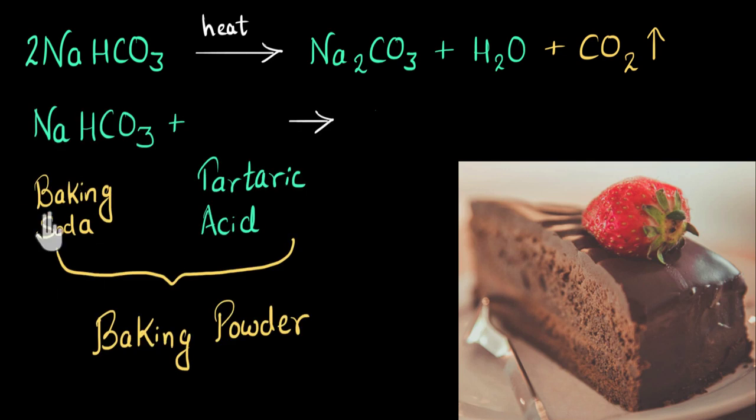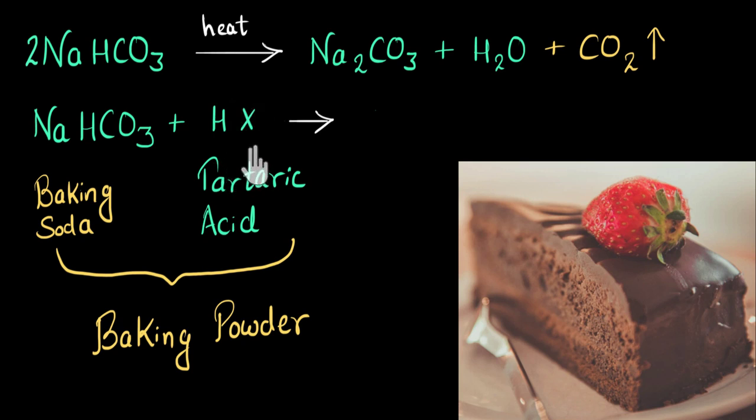So we mix baking soda with tartaric acid and we get baking powder. If you're wondering what the chemical formula of tartaric acid is, don't worry about that. Just know that tartaric acid has H+. It can give an H+ ion because it's an acid, and it has some random negative ion, which I'm denoting with X-. So its chemical formula will be, let's say, HX. Just to keep things simple over here.